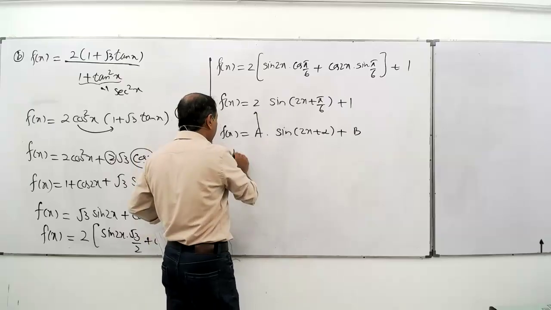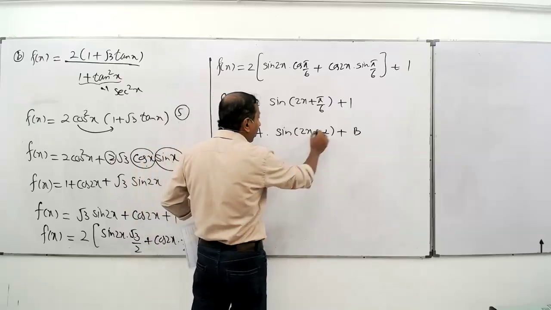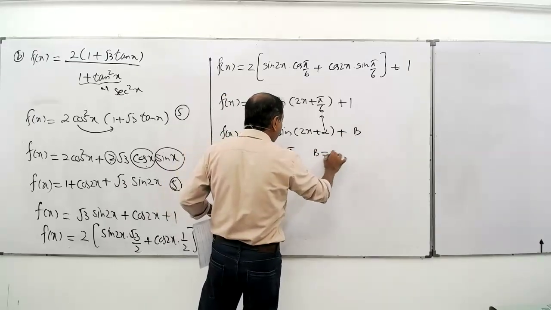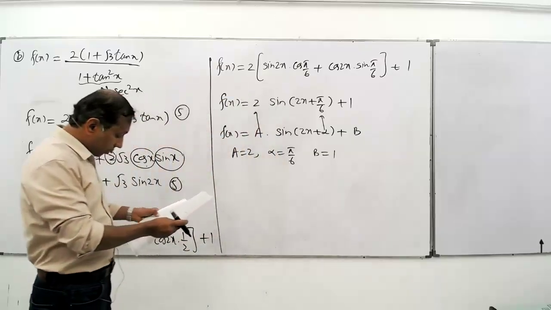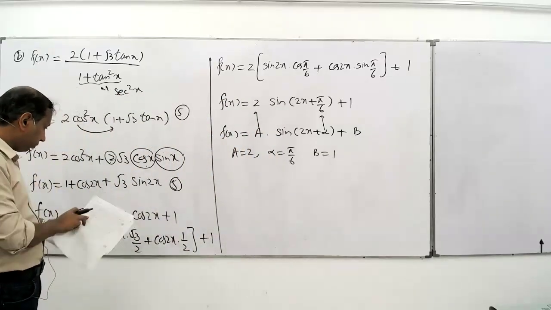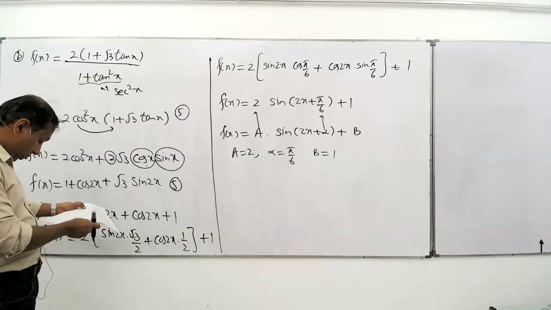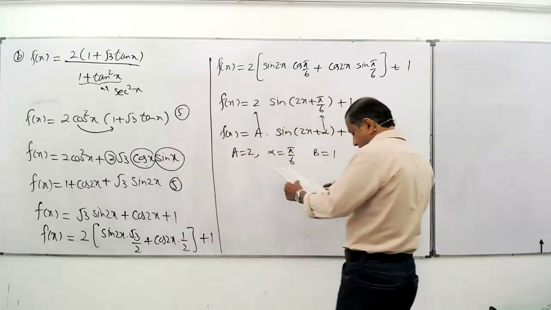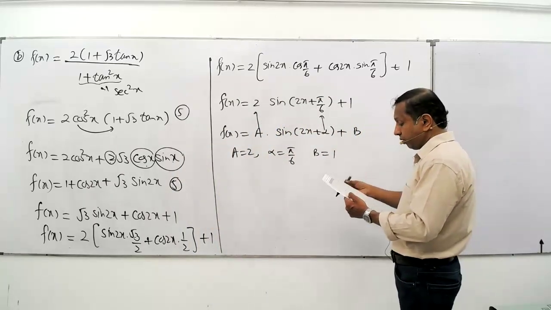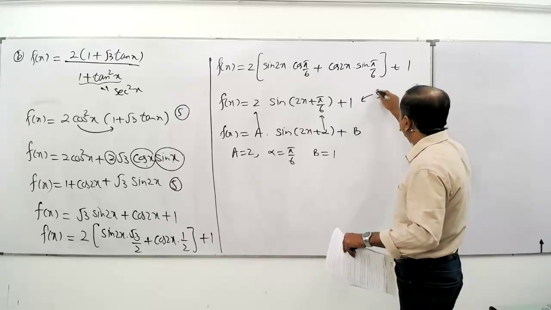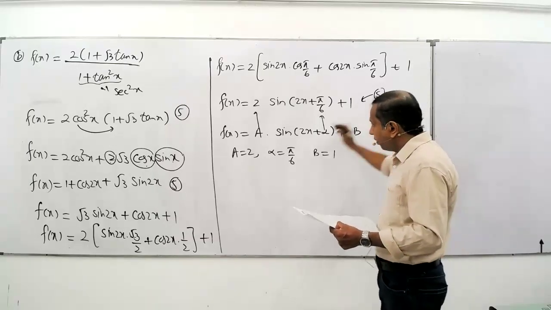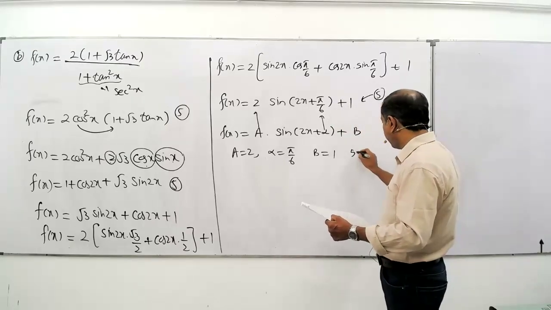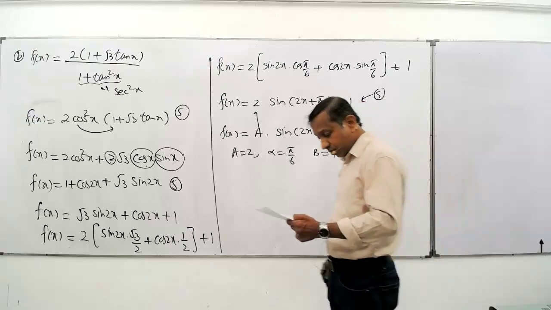What is this a here? a equals 2. And what is alpha? Pi by 6. What is this b? b equals 1. Okay. Then marks coming this way. Right. For this you get 5 marks. Right. And this way write in a, b, alpha values for all three, another 5 marks that we got.